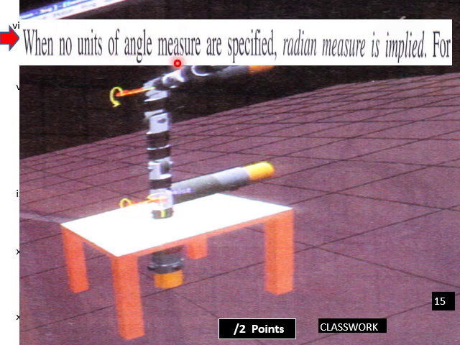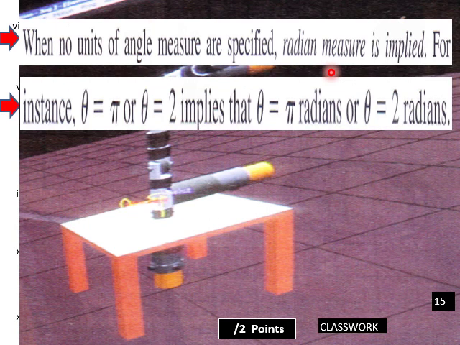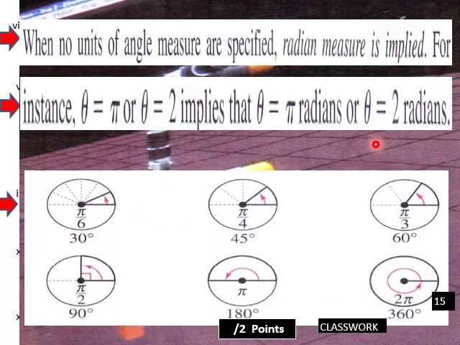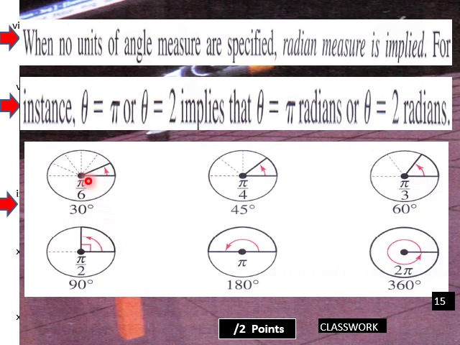when no units of angle measure are specified, radian measure is implied. For instance, theta equals pi or theta equals 2 implies that theta equals pi radians or theta equals 2 radians. So here are angle measures: pi over 6, pi over 4, pi over 3, pi over 2, and then pi, and then 2 pi. So pi over 3 is 60, pi over 4 is 45, pi over 6 is 30, pi over 2 is then 90, and then pi is 180, 2 pi would be 360.